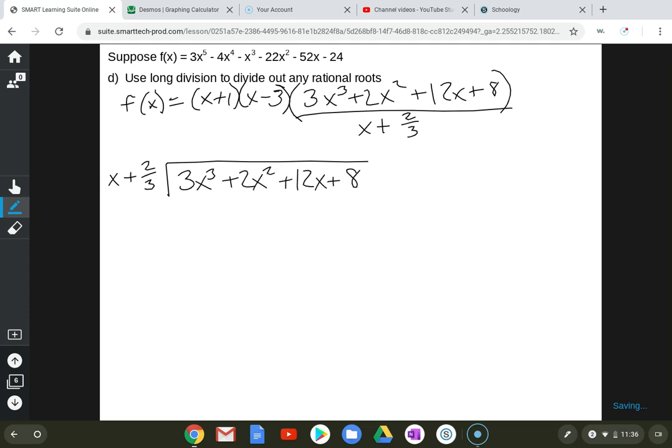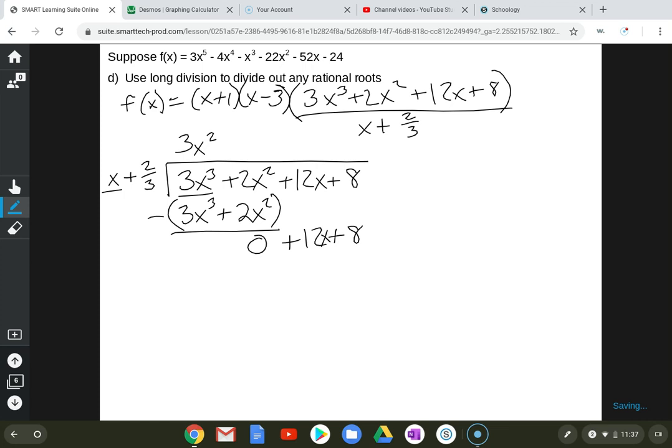3x cubed plus 2x squared plus 12x plus 8. All right, so remember, you look at your first terms. What do I have to multiply x by to get 3x cubed? It would be 3x squared. And then I distribute this down, so I get 3x cubed plus 3x squared times 2/3 is 2x squared. So here's the kicker. Be careful, because remember, you're subtracting down. So when we subtract down, we actually end up with 0.